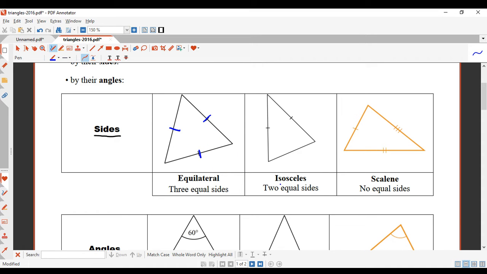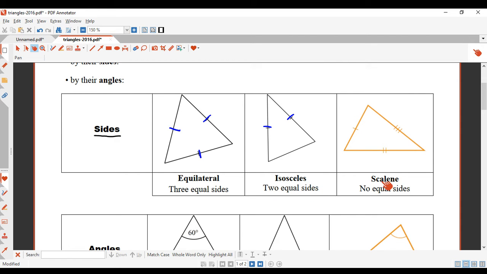Now, what about an isosceles triangle? An isosceles triangle has two equal sides. And again, I'm going to use two single dashes to show that these sides are equal. Okay, so two sides equal. In this particular diagram, this side here is equal to this side here, but not equal to the bottom side. Obviously, the bottom side is shorter than the other two sides. So an isosceles triangle has two sides of equal length.